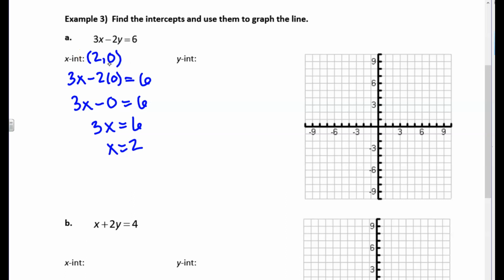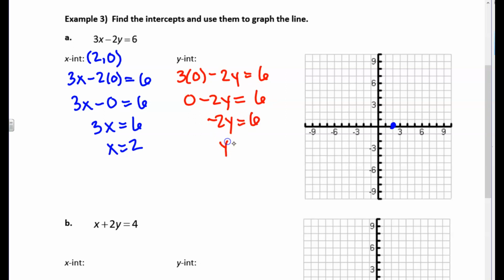And my y-intercept, we're going to let x equal 0. 3 times 0 minus 2y equals 6, or 0 minus 2y equals 6, or negative 2y equals 6, so y is negative 3. So my y-intercept is at (0, negative 3). So when we plot that, we plot like this. So to finish graphing this, all I have to do is draw a line through those 2 points.